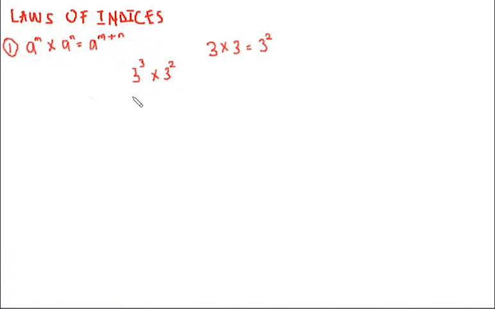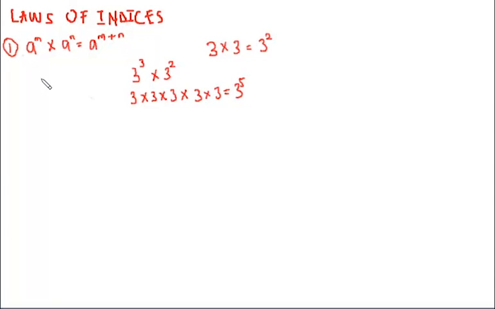That would mean saying 3 raised to power 3 would be 3 3s, so it would be 3 times 3 times 3, times 2 3s. So I'd have 3 times 3. Counting all of them, I'd have 1, 2, 3, 4, 5. So this is 3 to the power of 5. So the idea is just add the two powers of the same base number multiplying each other. You just add both of them.